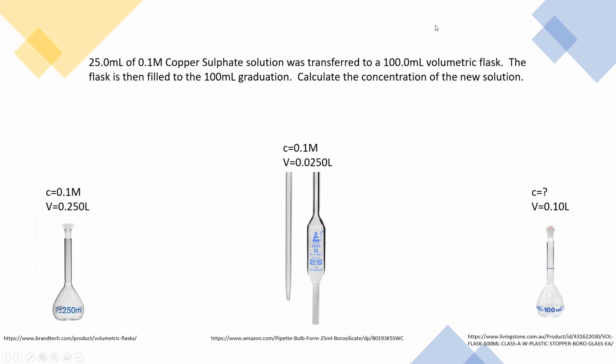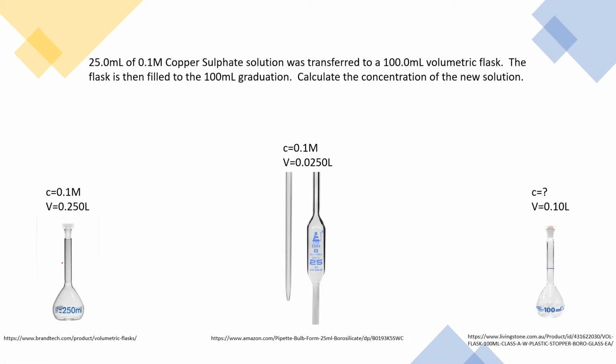So this is, I guess, just a written version of what I did. I had 25 mL of 0.1 molar copper sulfate solution, and I transferred it to a 100 mL volumetric flask. I then filled the flask to the 100 mL graduation, and there's a new concentration. And so what we're going to be doing is calculating that today.